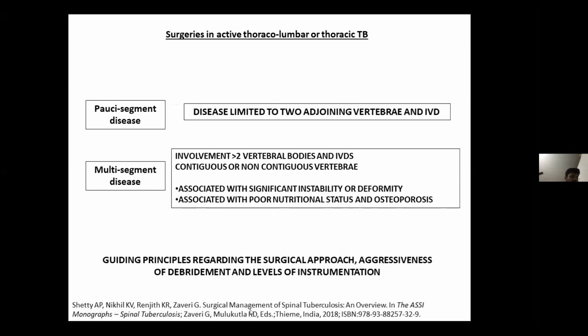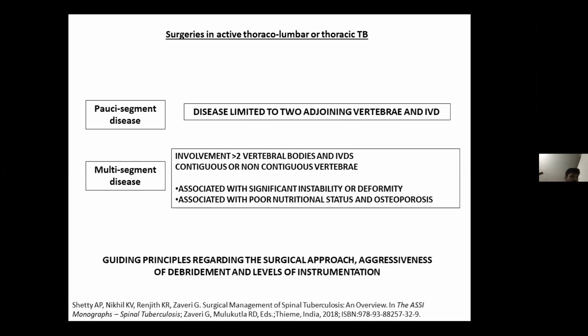This is a good chapter which classified active tubercular infection into 2 types, and this helps us in guiding our approach, the aggressiveness of the debridement, and the levels of instrumentation of patients. So we classify the patients as a pauci-segment disease or a multi-segment disease first. What we call a pauci-segment disease is when the disease is limited to 2 adjoining vertebrae. But when the disease extends beyond 2 vertebral bodies, either contiguous or non-contiguous, it comes under multi-segment disease.